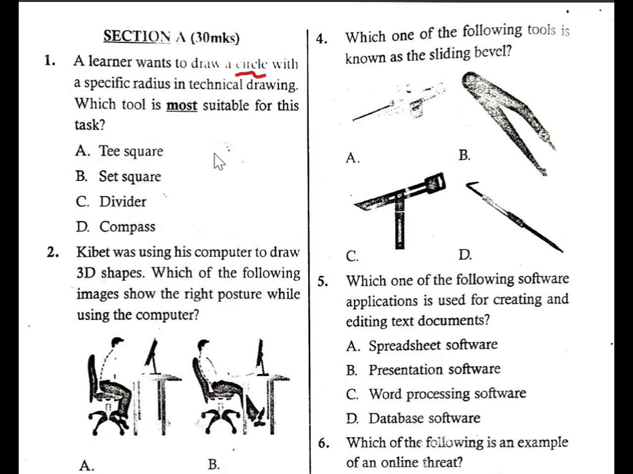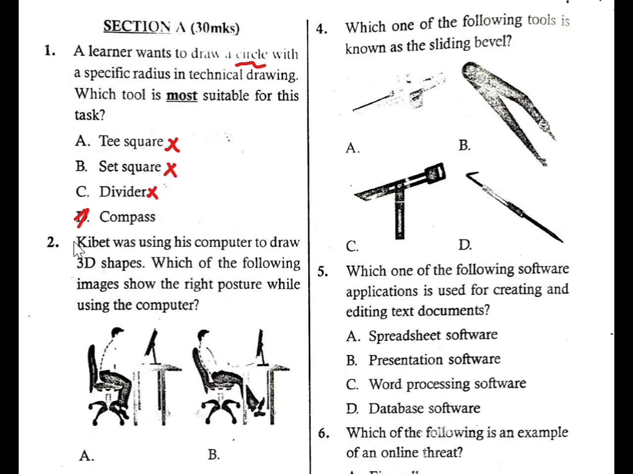T-square, it is used to draw horizontal lines, and therefore it is not T-square. It is not Z-square. Z-square, it is used to draw vertical or angled lines, and therefore it is not Z-square. It is not divider. So remember, divider, it is used for measuring or transferring distances. Sometimes you also use divider to divide a line, and therefore it is not divider. Therefore, if you want to draw circles and arcs, we use what we call a compass. Number 1, the answer is D.